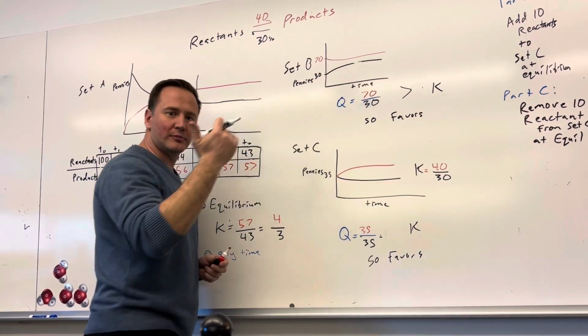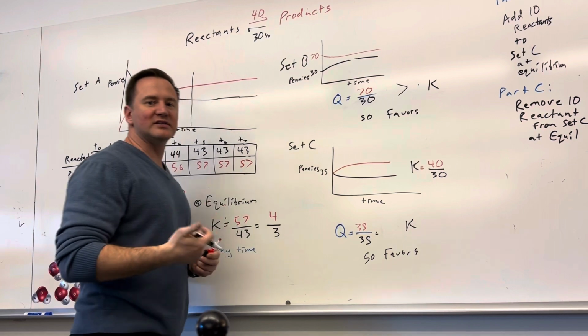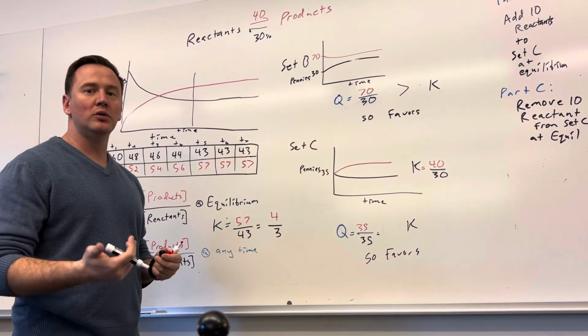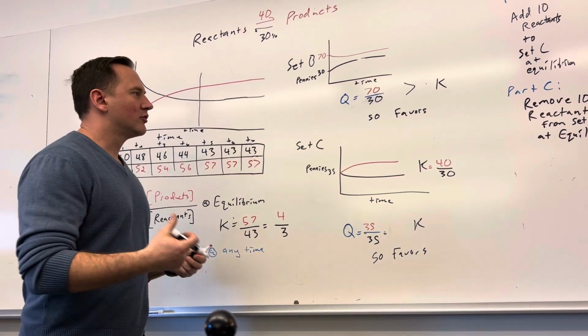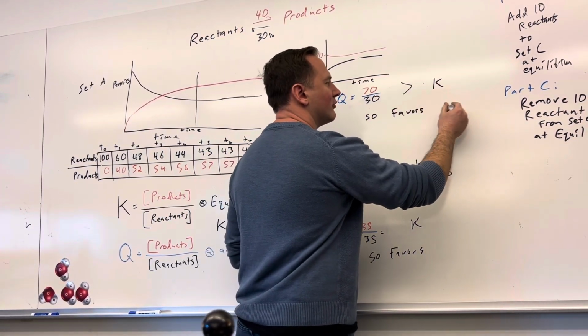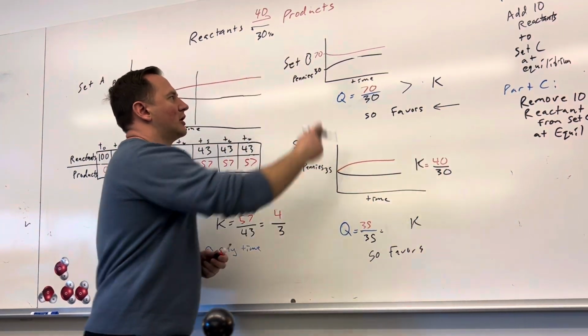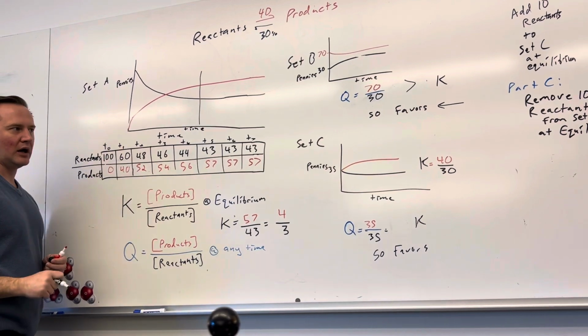So our amount of product pennies went down, and our reactant pennies went up until we reestablish that same ratio of 57 product pennies to 43 reactant pennies. So if Q was greater than K, that's going to favor the reverse reaction. You have the amount of products going down, unlike in the first reaction where it was going up.